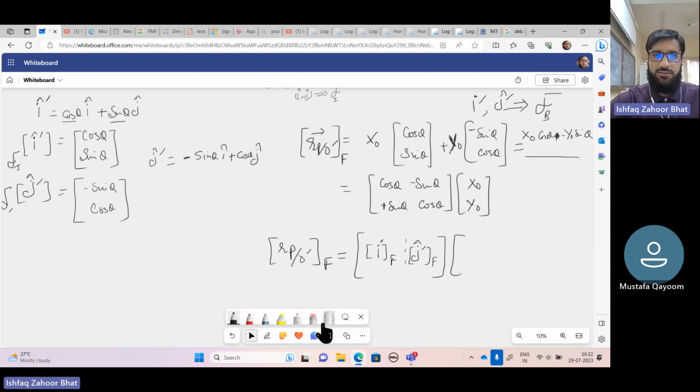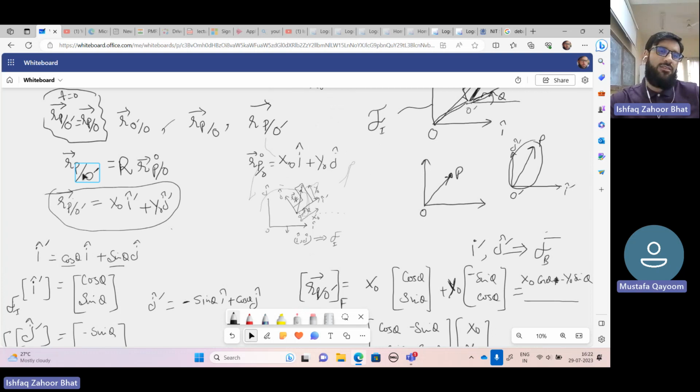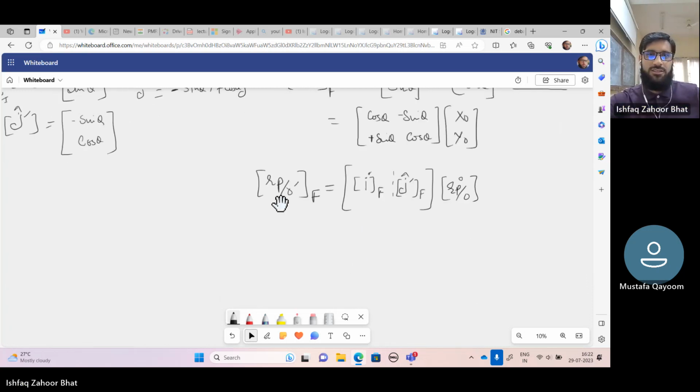Do you know what this X naught, Y naught is? Initial position. So this is nothing but R_P with respect to O at time zero. If you go back, we already made this point that R_PO dash should be some rotation times the initial vector, and we have got this rotation. So R_PO dash in fixed frame is something times the initial thing, and this we call the rotation matrix, denoted as R.